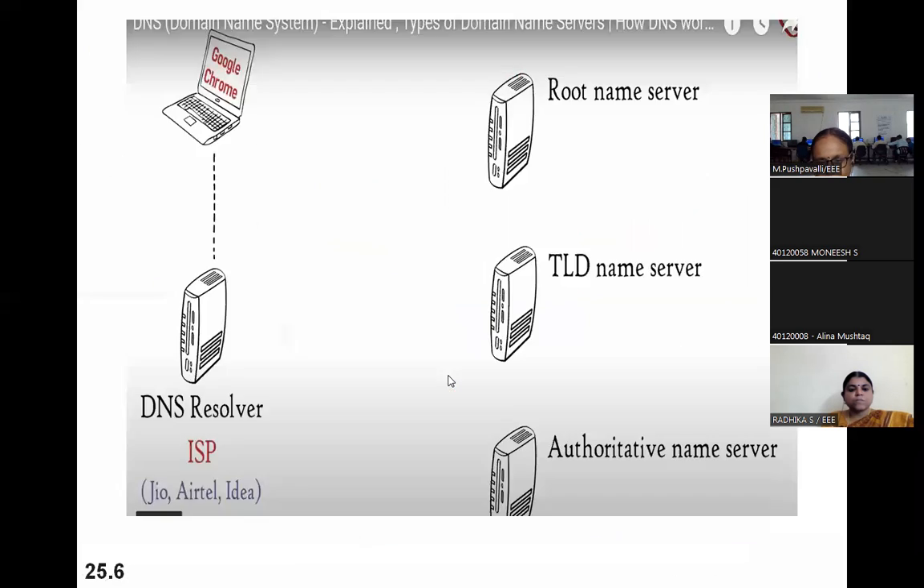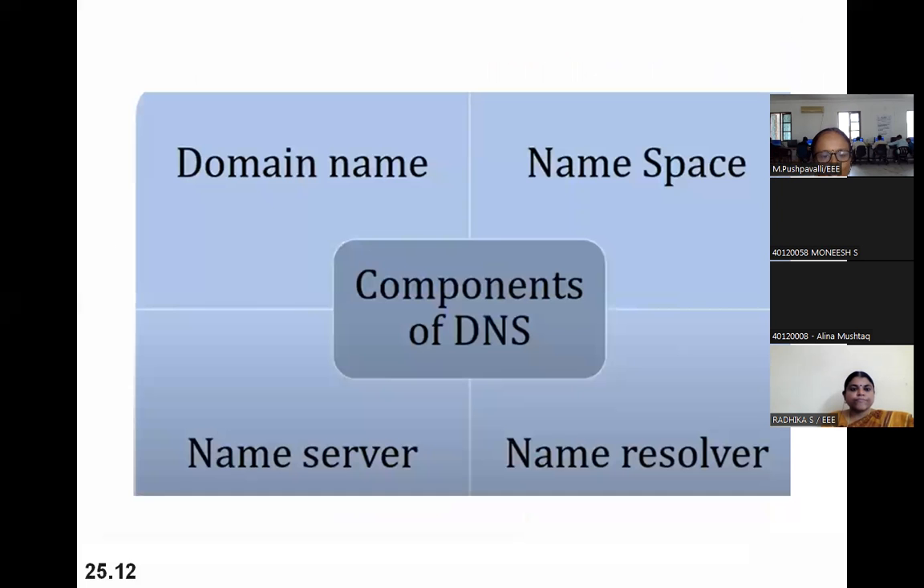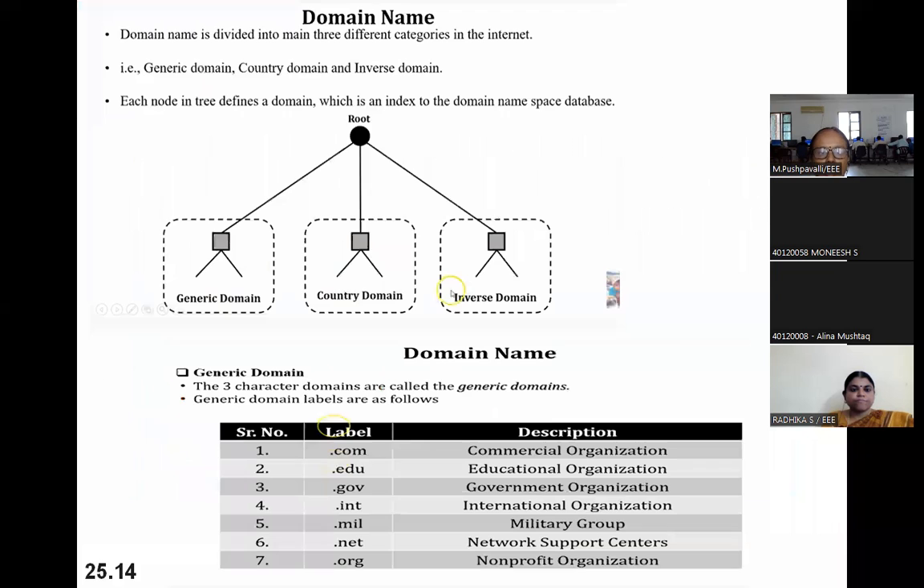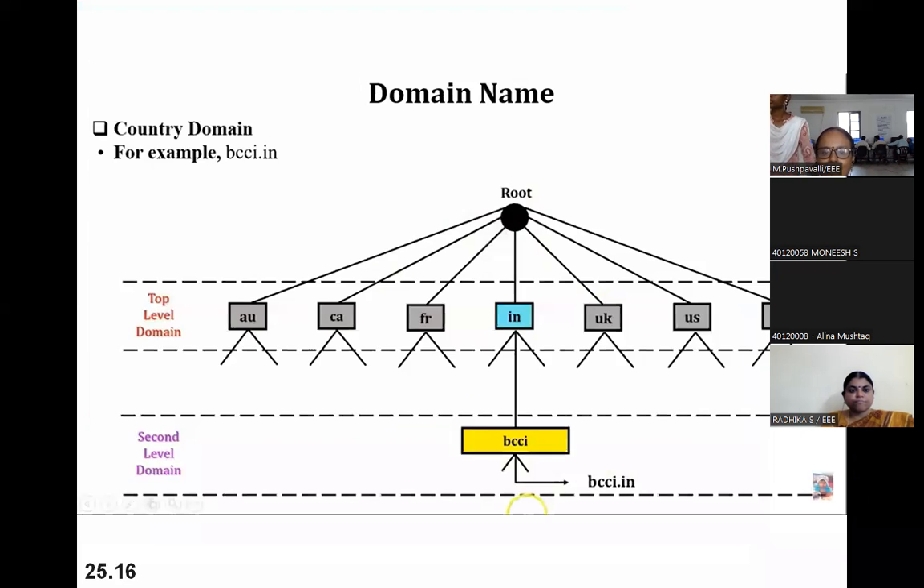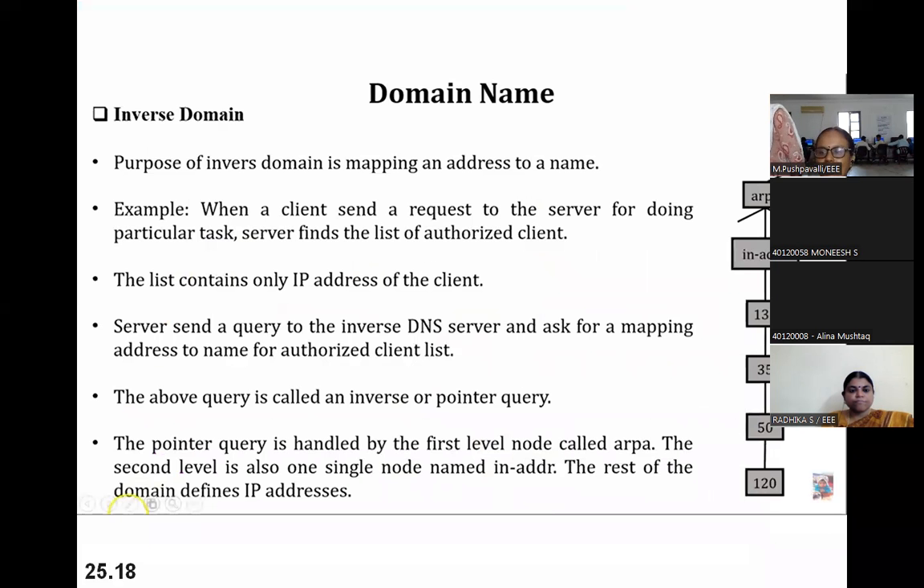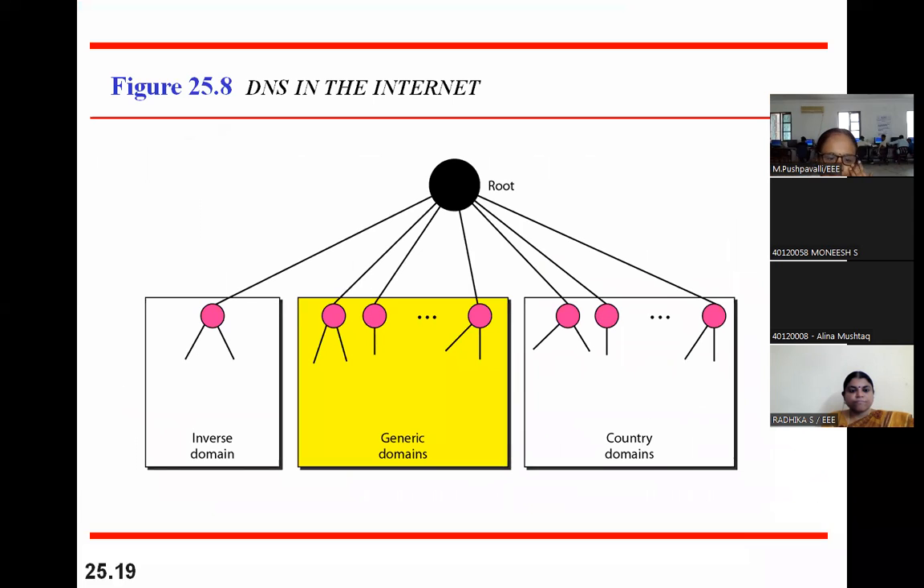In domain name service, we completed the first one, domain name, which has 3 domains: country domain, generic domain, and inverse domain. Generic domain we have seen with 7 labels, country domain we have seen with some examples of 24 countries, and then inverse domain, the reverse process. This is the structure. From any root, automatically I get a top level domain and a secondary level domain will be available.